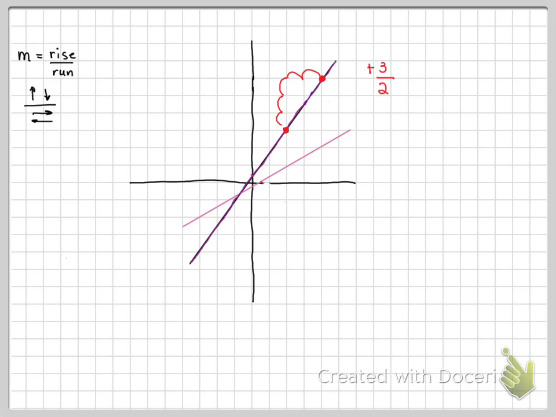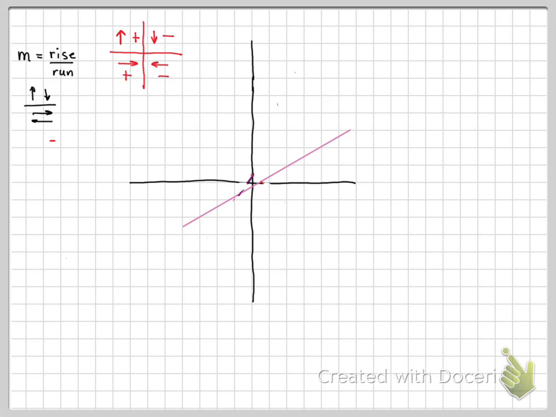Up is positive, down is negative. Right is positive, and left is negative. Those are kind of like the directions for each one of the slopes. So we're just kind of knocking out these lines here. And next we'll do the pink line. That's the only one left.